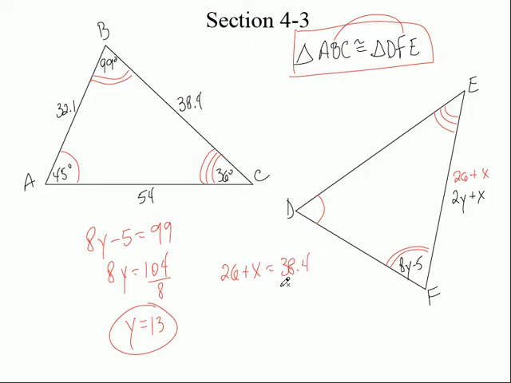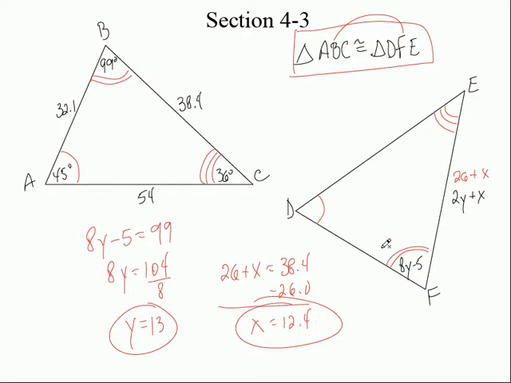38.4. And we solve for x, no big deal. Subtract 26 from both sides. So that's what? 1, 2, yep, 0.4. Or, sorry, I said 1, 2, and I wrote 2, 1. So that's 12.4. And there you go. That's what x is. No big deal.